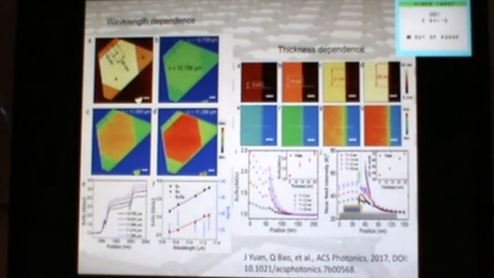We changed the excitation wavelength and found that whatever the wavelength is, we always have these edge modes here. Outside, at the edge, we always have white fringes. We first changed the thickness and found that these white fringes are thickness dependent. So in the thicker samples, you have stronger, larger amplitude.